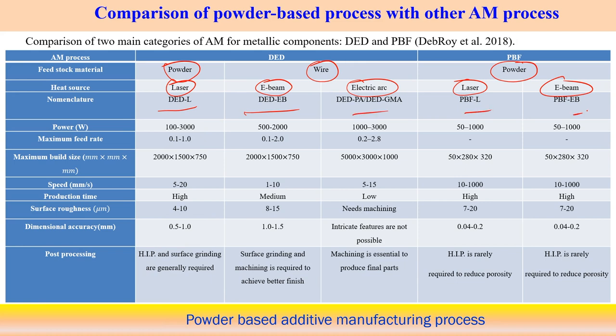Now power, in case of the DED process, when you are handling the powder for the DED process, it is up to 3000 watt. And in case of the DED process, 500 to 2000 watt. In case of the electric arc, it can be 1 kilowatt to 3 kilowatt. In case of laser for the powder bed fusion, we use a little lower range of power, 50 watt to 1 kilowatt. And even for the electron beam also, we can use 50 watt to 1 kilowatt.